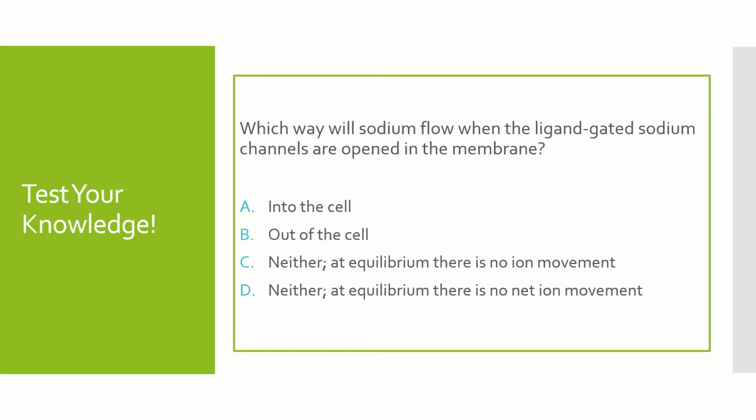Time for another question. Based on what we just said, we've opened up these sodium-gated channels. Which way is sodium going to flow when the ligand-gated sodium channels are opened in the membrane of the neuron? Are they going to flow into the cell, out of the cell, or in neither direction because sodium is at equilibrium and there is no net ion movement? So which one is correct? Go ahead and take a couple of seconds to answer this and pause the video now.